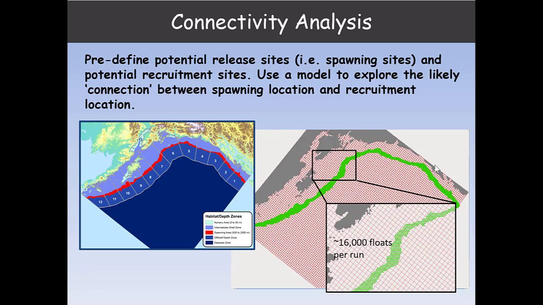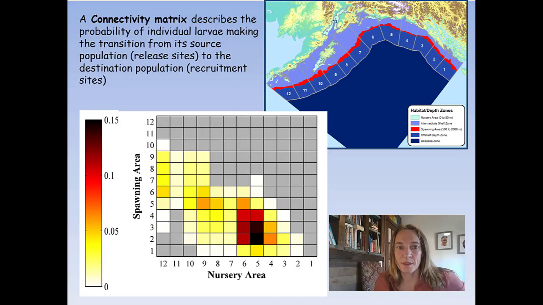So over on the right is the actual model interface that I was using, and zoomed in here gives you an example of my individual egg particles, and I released about 16,000 eggs per simulation. I ran the model for a year, and then I looked at which of these 12 alongshore areas particles had settled in. To summarize the results of a connectivity study, we developed what's called a connectivity matrix, which essentially describes the probability of an individual or larvae making the transition from its source, or where we spawned it, to its destination, or where it ended up settling, for example.